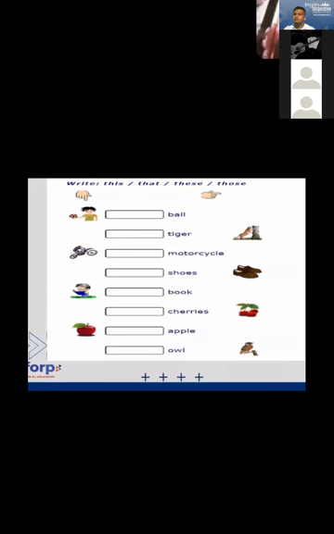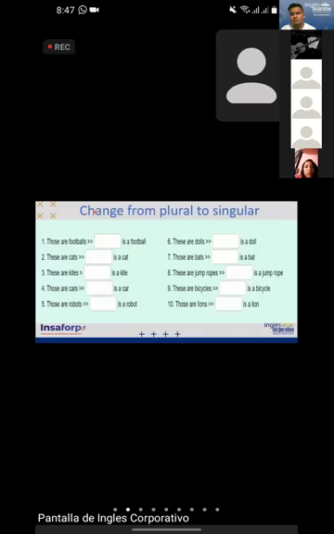Oh. The last. That. That. That. Oh. That is a... That. From plural to singular. Those are footballs. Ahí sería. These. There are other. I'm finished.